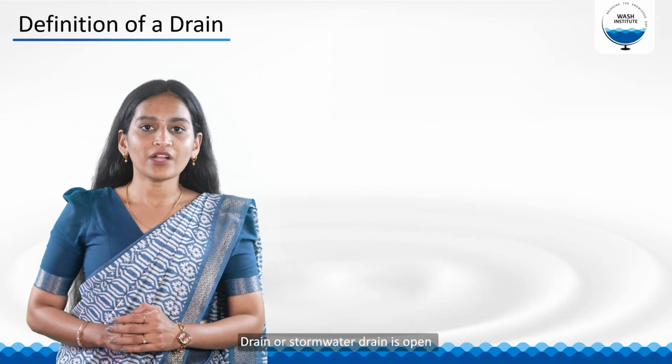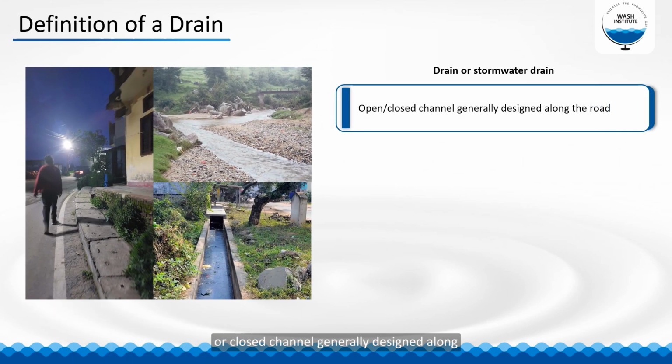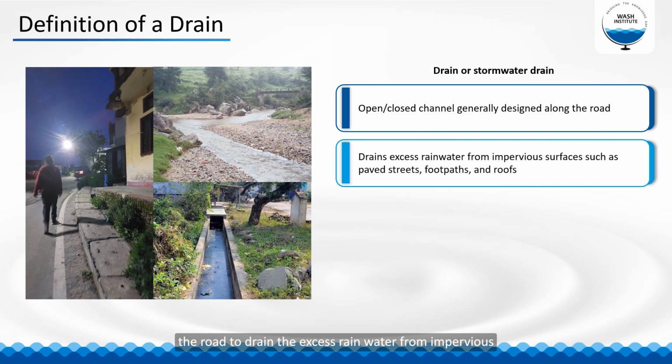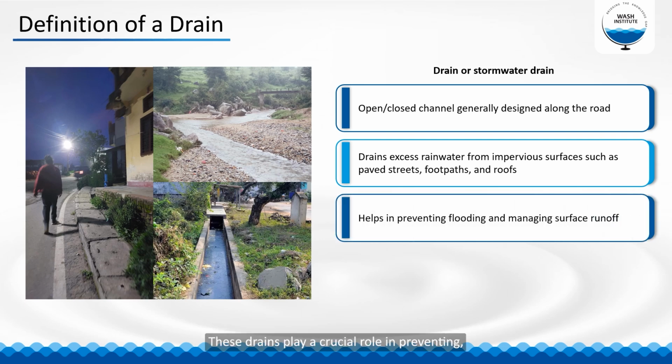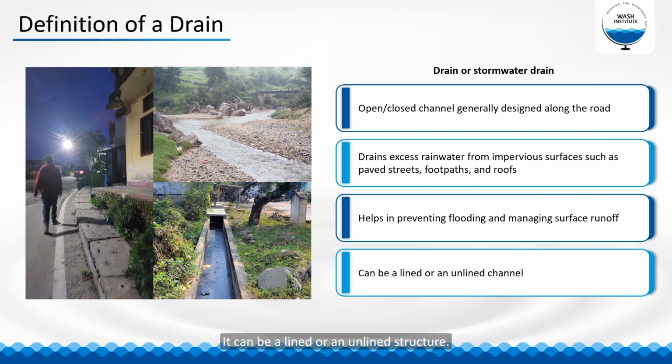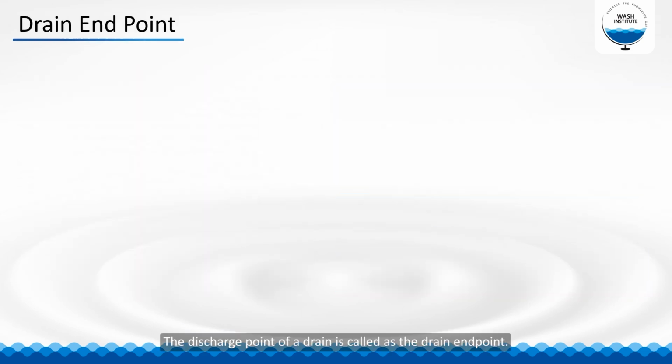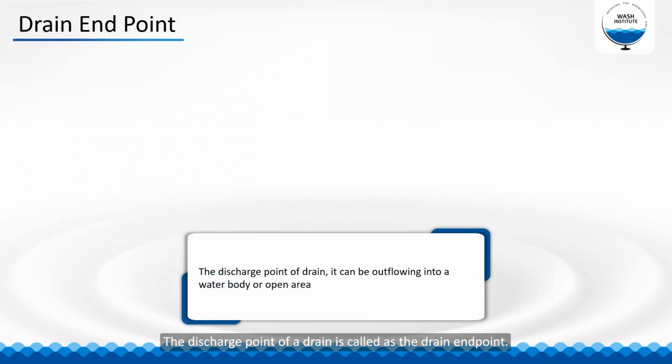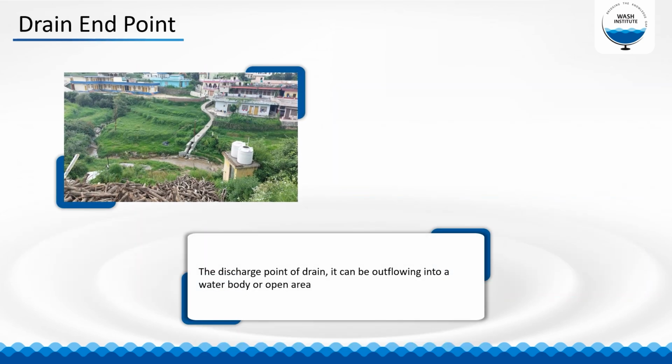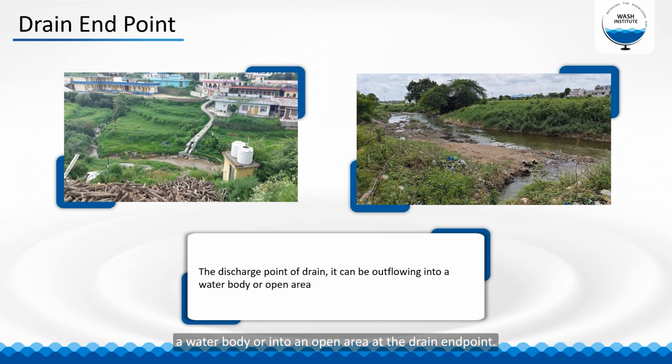Drains or stormwater drains are open or closed channels generally designed along the road to drain the excess rainwater from impervious surfaces such as paved streets, footpaths and roofs. These drains play a crucial role in preventing flooding and managing surface runoff. They can be a lined or an unlined structure. The discharge point of a drain is called the drain endpoint.